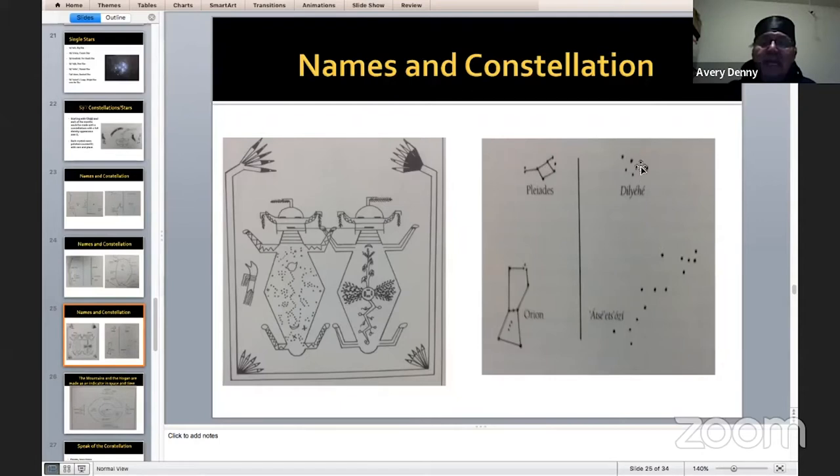This is the Pleiades. So remember it says 3, 3, 6, and 7. The Navajo way of making this is the line over here, but it looks like this in the night sky.